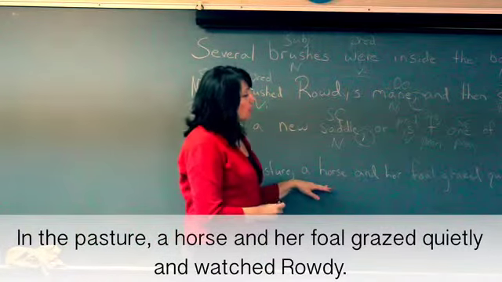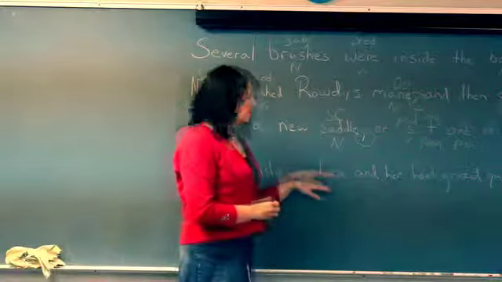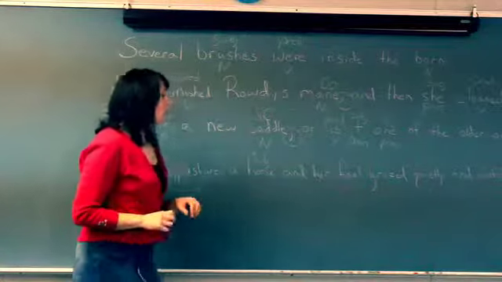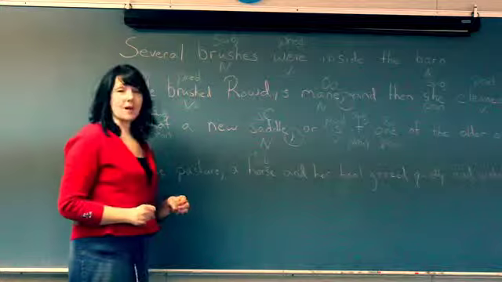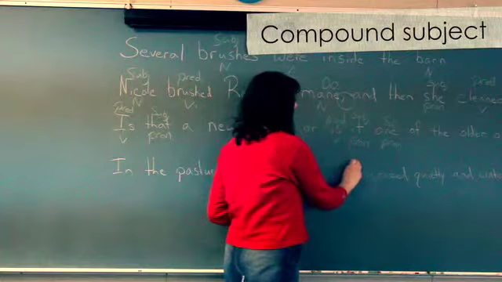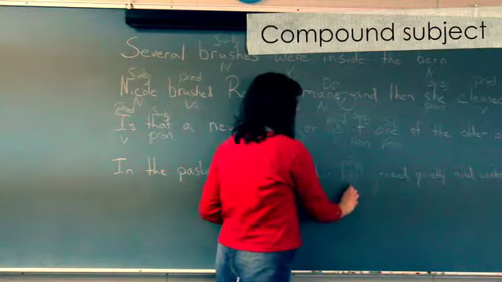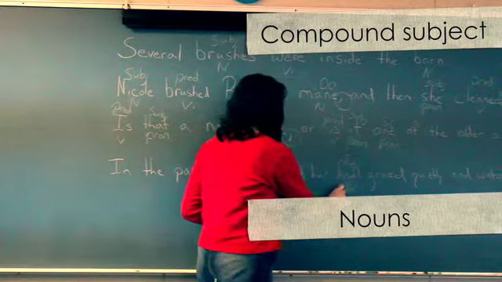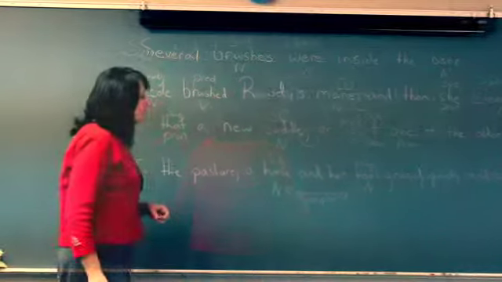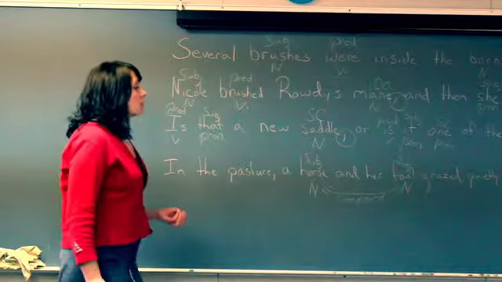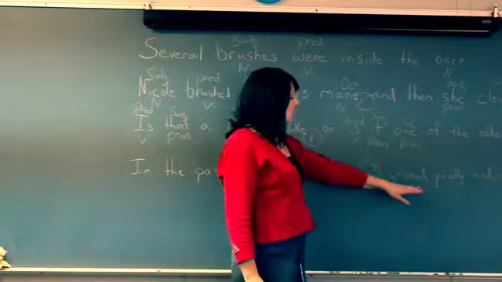"A horse and her foal grazed quietly and watched Rowdy." So our subject here is "horse." And where a lot of my students get confused is not realizing that we actually have a compound subject here, because "foal" is the other one. Okay, so both of these are nouns. And this makes it a compound subject. Now we have to look for the predicate of this compound subject, "horse and foal." And so then we look over here and we see "grazed."